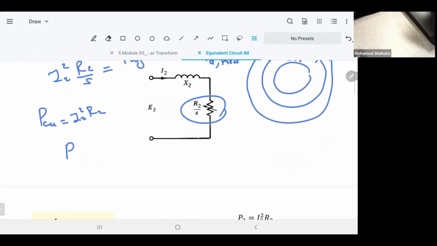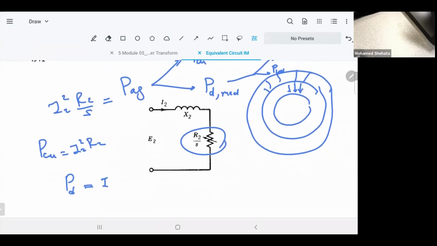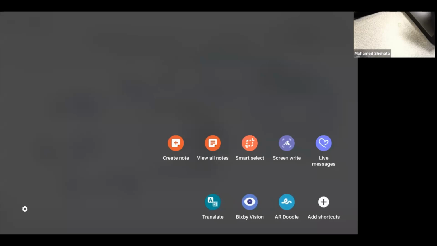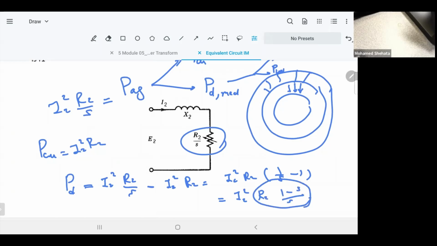So I'll say that the developed mechanical power will be equal to the air gap power, which is I2 squared R2 over S, minus the loss. What's the loss? I2 squared R2. So we take I2 squared R2 and then you have 1 over S minus 1, which is equal to I2 squared R2 times (1 minus S) over S. So R2 times (1 minus S) over S represents what? The resistance that represents the mechanical power when you multiply by I2 squared. And R2 by itself is the copper loss.